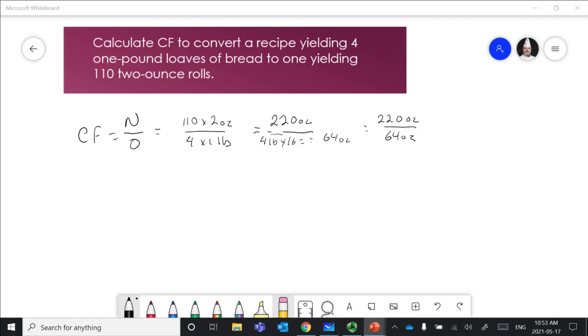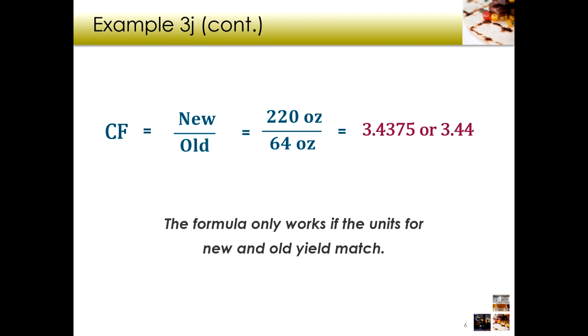So 220 divided by our 64 ounces is going to give us 3.44 as our conversion factor. Then we would take that number and multiply it times every ingredient in our bread recipe so that we would end up with 220 ounces in the end.